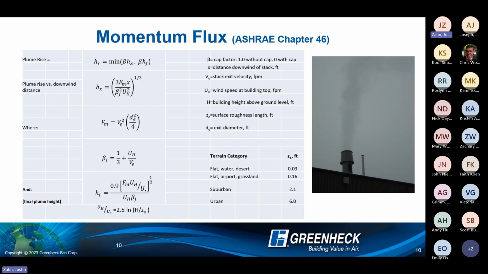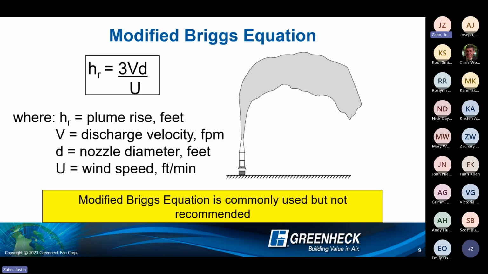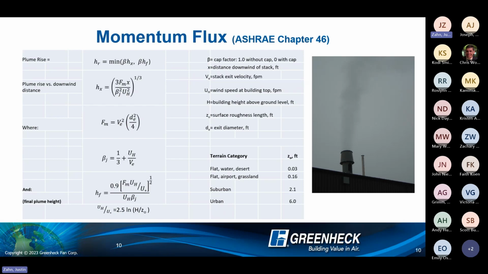The main difference between momentum flux and the modified Briggs equation is going to be the terrain categories. So where these fans are going to be located, are they going to be in the middle of nowhere, or are they going to be in a big city? All have a direct effect on your plume height. Why I'm showing you this is because, again, these are life safety applications. We want to make sure that we are being as accurate as humanly possible when selecting these systems.